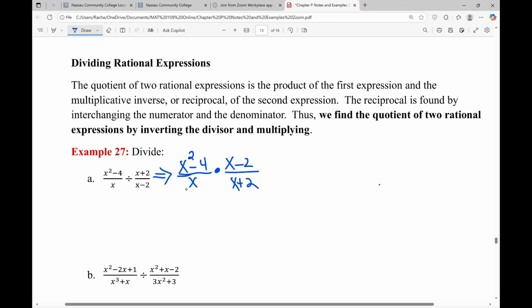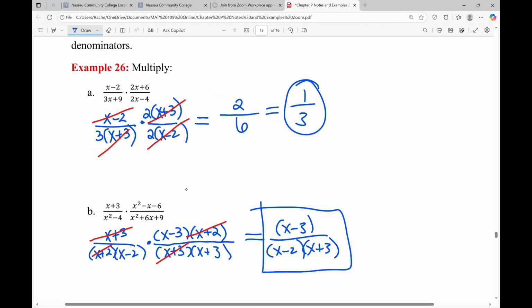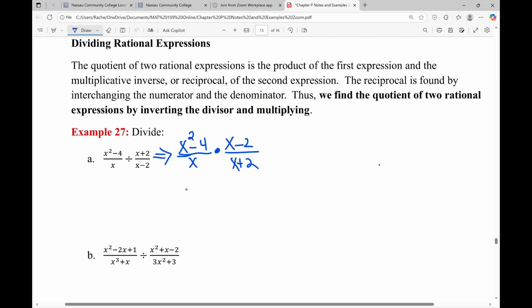But that just brings us to what we were doing in example 26. We were multiplying rational expressions. And how did we do this? First, we factored, and then we simplified. We're going to do the same thing here. This is really just multiplication. So let's factor each numerator and denominator. So x squared minus 4 is going to be x plus 2 times x minus 2 over x. And then we're going to multiply that by x minus 2 over x plus 2.